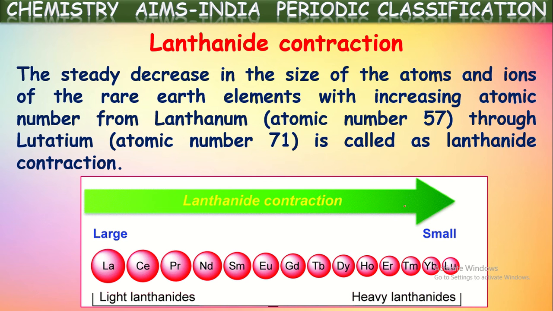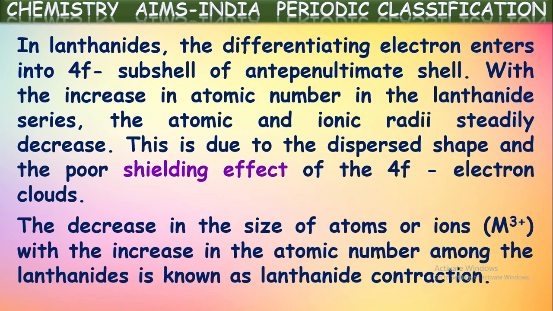So, as atomic number increases, atomic size decreases among the lanthanoid elements. That is from lanthanum to lutetium, the size gradually decreases. This decrease in the size of the lanthanoids from left to right, that is from lanthanum to lutetium, is called lanthanoid contraction. Why is it so? Let us see why it is being decreased.